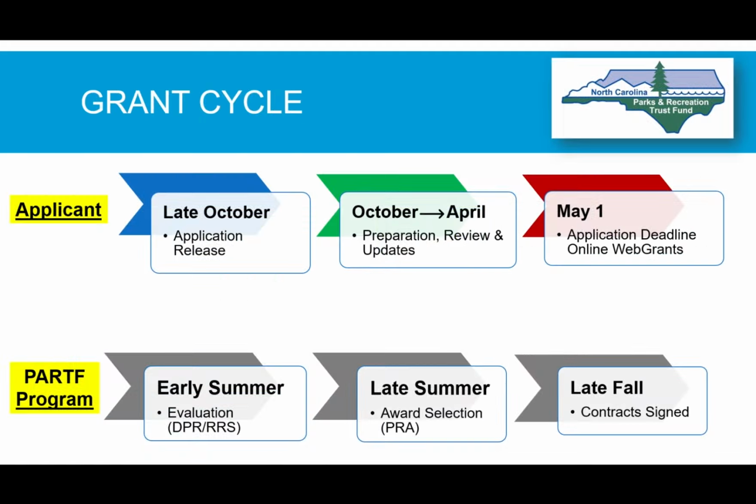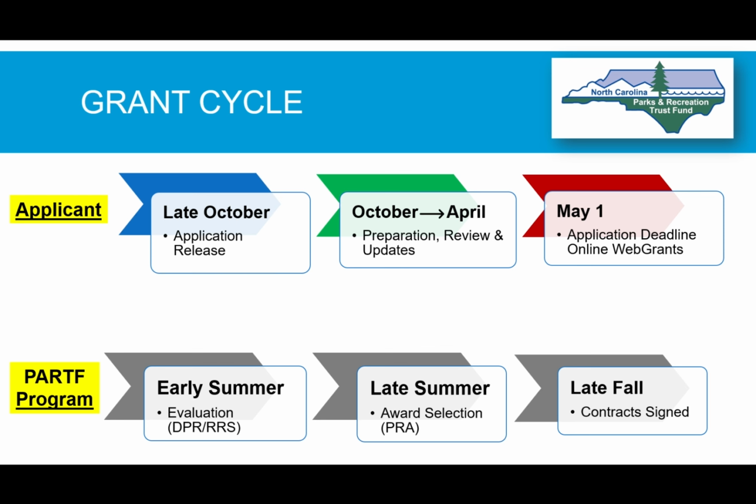work through the application. So the grant cycle for applicants is late October, early November is the start of the grant cycle when the application is released. Then that gives you October through April to prepare, review, make updates, and then May 1st is the application deadline, and everything must be submitted through Web Grants at that time.